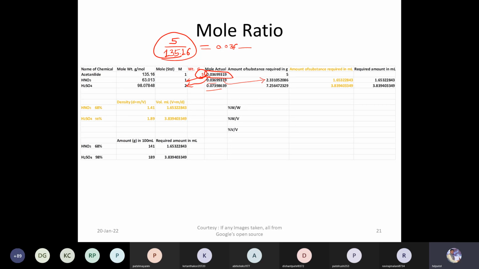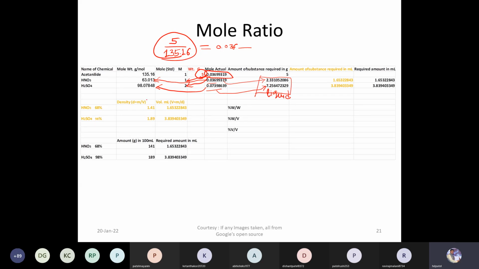So this 0.036 into 63, and 0.073 into 98.078. If we calculate or multiply, what value will you get? You will get this. This is called the actual amount required for the reaction. But again the issue with these two compounds is that both are liquids. So one more issue is that we have to convert liquid weight into volume.